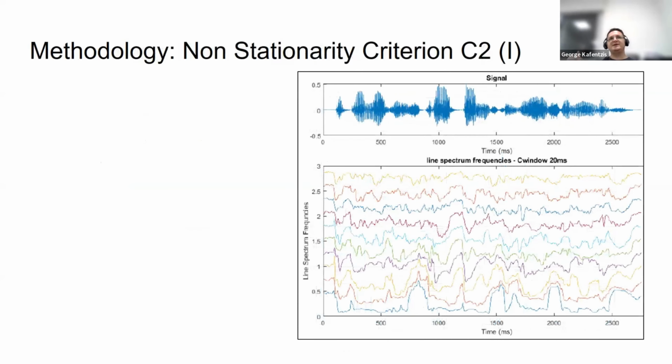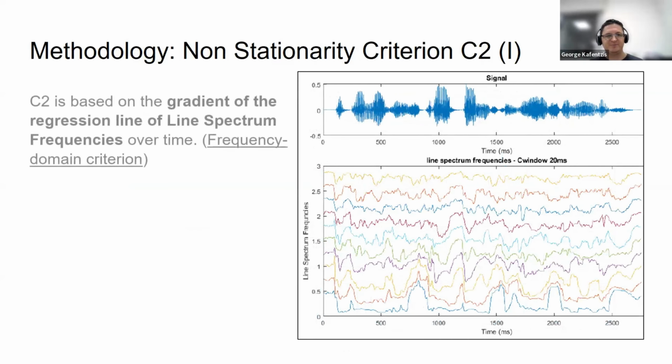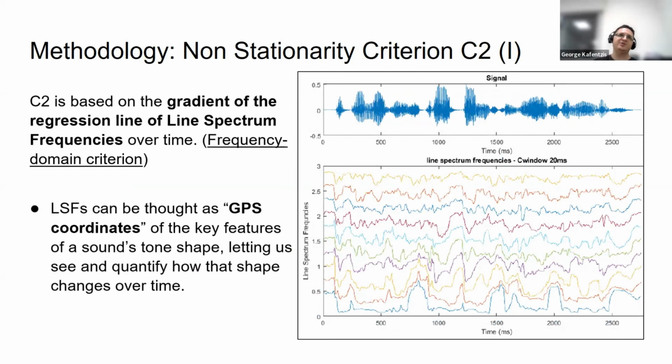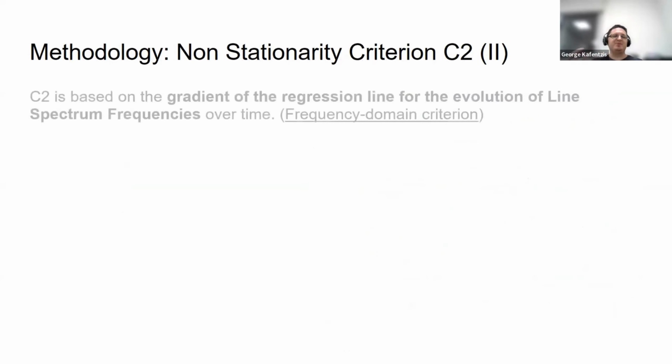So we thought of constructing another criterion in the frequency domain. We used the so-called line spectral frequencies, which can be thought of like GPS coordinates of the key features of a sound's tone shape. Using these, we can identify when and how the shape of the sound changes over time. So we used these colored curves that you see here to simplify them.